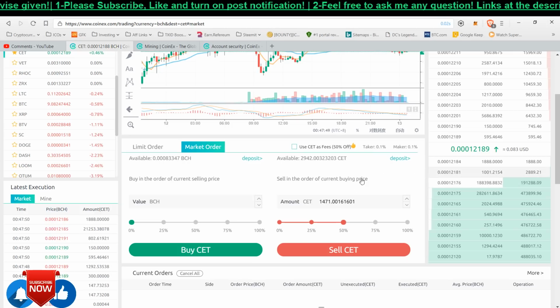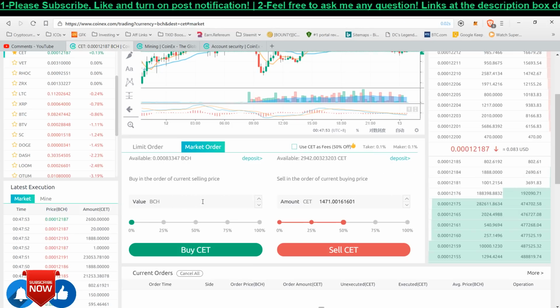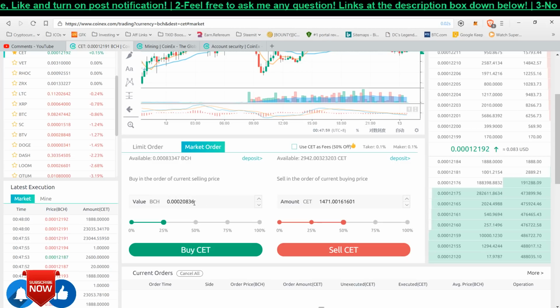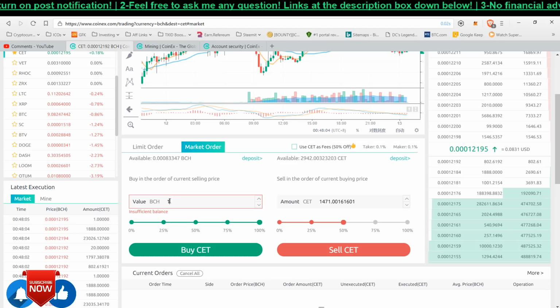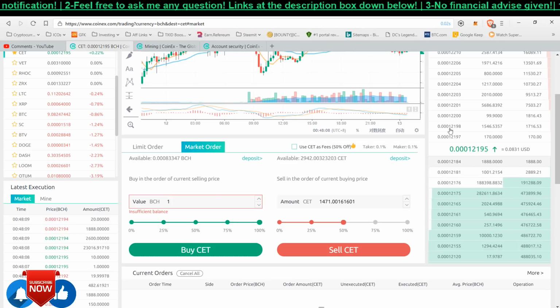So the rate, the price is not being shown or anything. As you can see, for the buy tab it is still the same, it's not going to show you the amount of CET you're going to get, but you are going to use the value of Bitcoin Cash. Let's say you have 1, so you just click on one. So you are going to buy one Bitcoin Cash worth of CET depending on the order book.